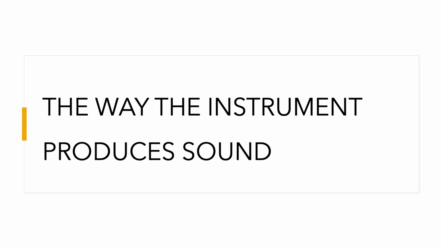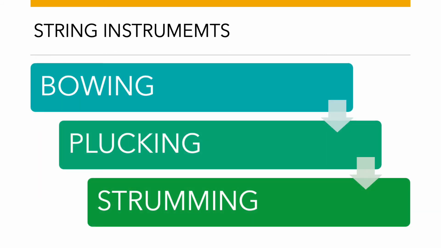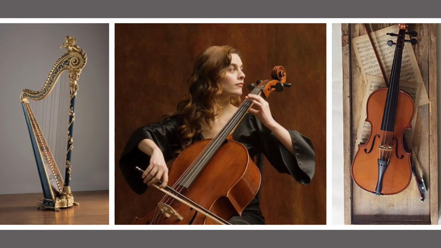Let us start with the 4 families of the orchestra. First, we have the strings. Instruments in this group produce sound by causing strings, usually metal in nature, to vibrate by using one of 3 methods: bowing, plucking, or strumming. Some examples of string instruments include the harp, the cello, and the violin.